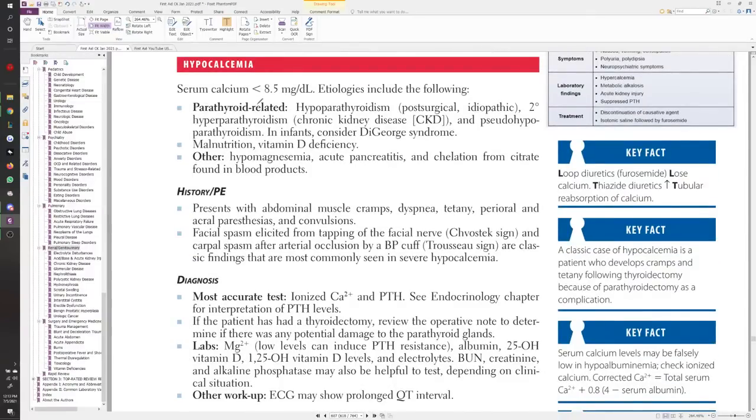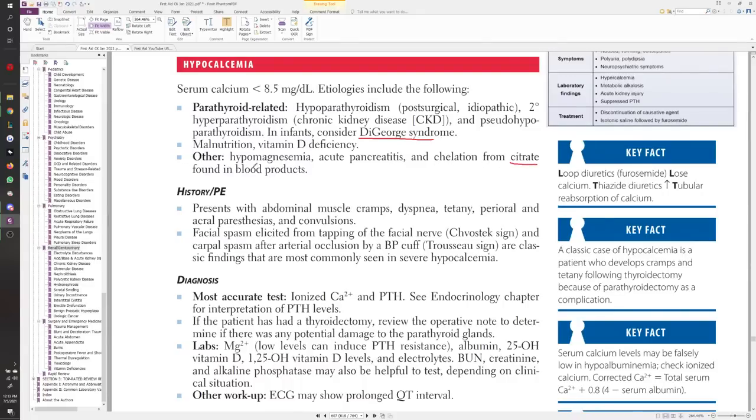Hypocalcemia. So now you have someone who has a calcium of less than 8.5. But again, for calcium, I just memorized 8 to 10. Just 8 to 10 is normal. Parathyroid related: if they have hypoparathyroidism, maybe because they had a thyroidectomy and got their parathyroids removed by mistake. It could be secondary hyperparathyroidism, which is basically chronic kidney disease, and pseudohypoparathyroidism. In infants, consider DiGeorge syndrome. Malnutrition, vitamin D deficiency. Other things could be hypomagnesemia, acute pancreatitis, or chelation from citrate in blood products.